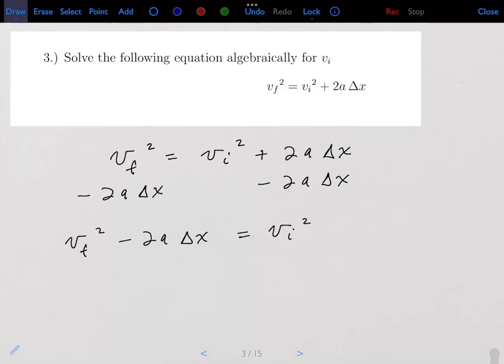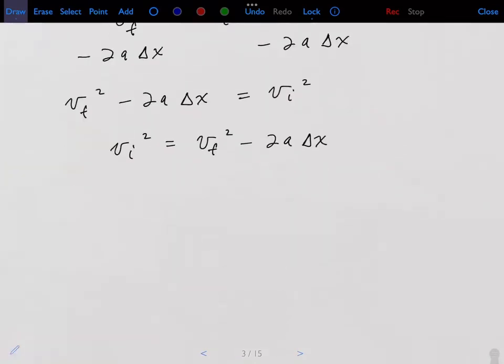All right, and then I'm going to rewrite this again, since they're equal. I'm going to write this as v initial squared equals v final squared minus 2a delta x. Right, so whatever I had on the right-hand side, I put on the left-hand side. And whatever I had on the left-hand side, I put on the right-hand side. Because they're equal, I can do that. Okay, now the question is, we're almost done, right? We have vi squared. We want vi. How do we get vi? Well, we can do that by taking the square root of both sides.